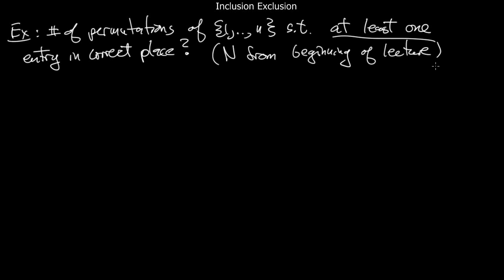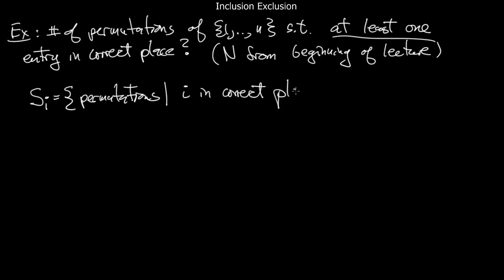And how do we think of this in terms of inclusion-exclusion? Well, let Si be the set of permutations where number i is occurring in the correct place. So that is to say, number i appears in position i. Okay? So then clearly this n is the cardinality of the union of these sets. n is the cardinality of S1 union ... up to Sn, because it's at least one is in the correct place.